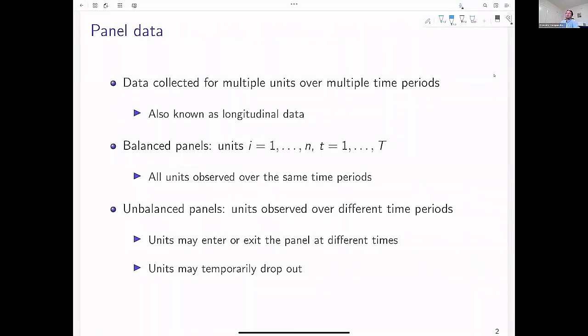Well, panel data is a data set in which we have data collected for multiple units, and by units, I mean whatever your unit of observation is, which could be a person, a household, a county, a state, hospital, firm, whatever it is. We follow multiple units over multiple periods of time.